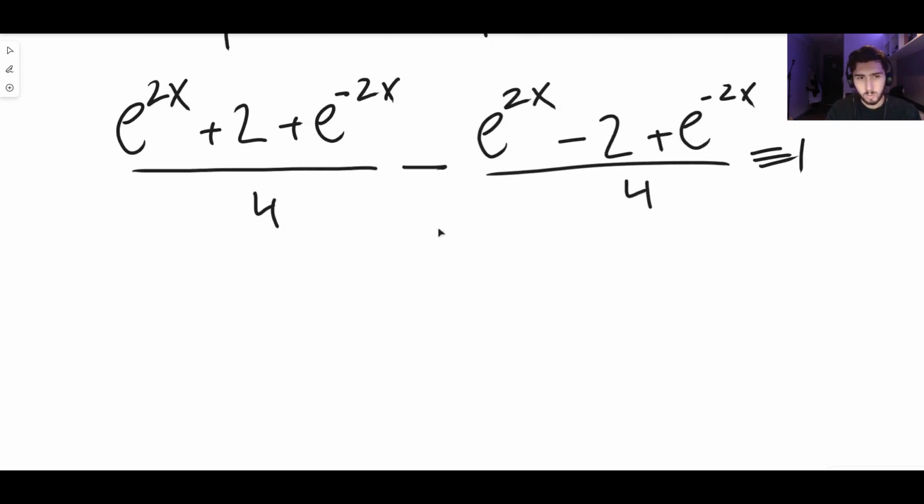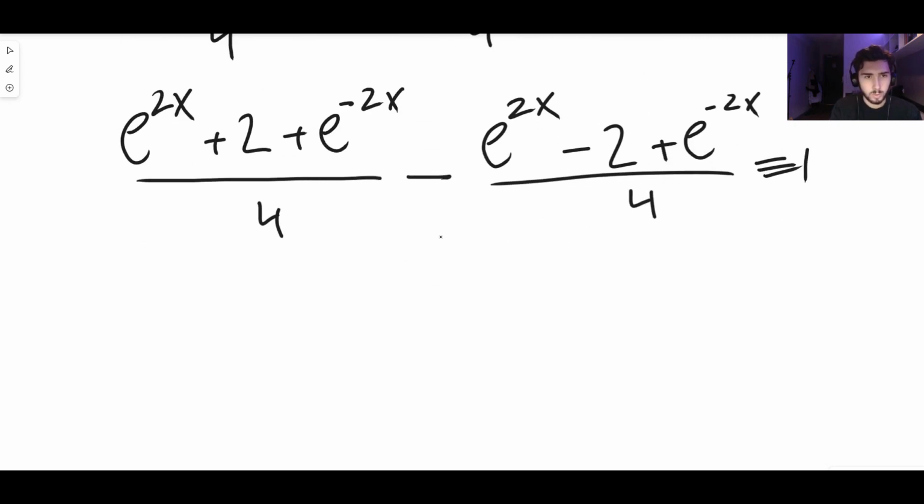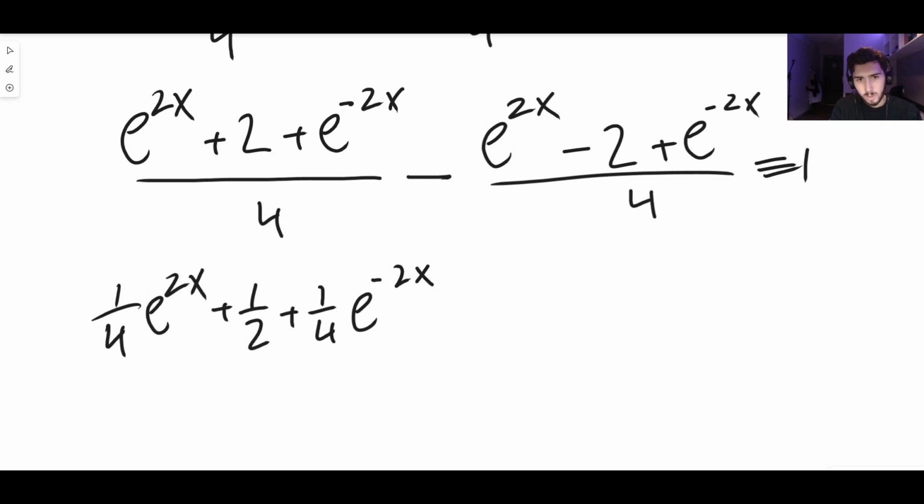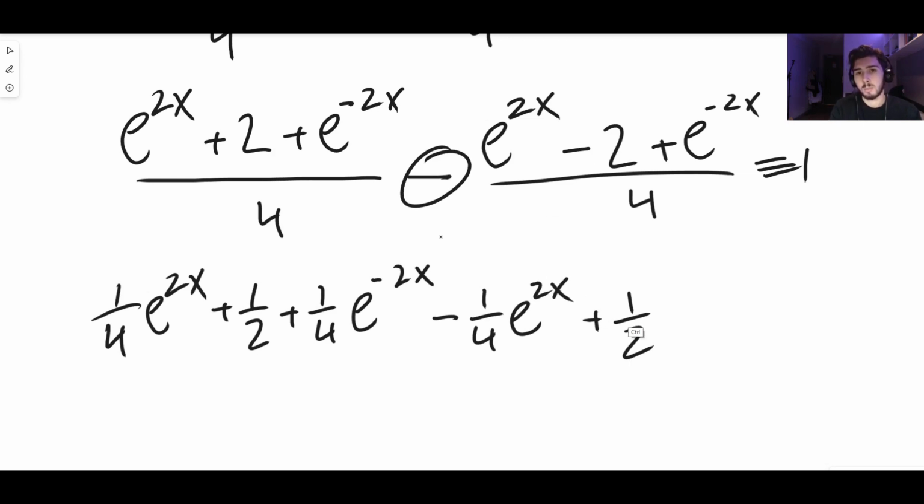Okay? Right, now if we clean all of this up, we end up with 1/4 e to the 2x plus a half plus 1/4 e to the minus 2x minus 1/4 e to the 2x plus a half. Because this is a minus sign here, it needs to distribute to that minus sign there, so we get a plus half there. And then we're going to minus our 1/4 e to the minus 2x. That is identical to 1.